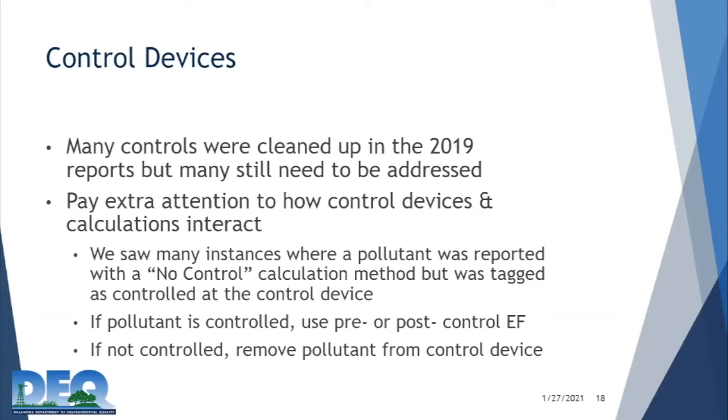For the 2019 reports, we saw a lot of instances where a pollutant was reported with a no control calculation method, but then it was tagged as controlled at the related control device. So that's saying two different things there. It can't be not controlled on the calculation method, but then still controlled by the control device. So if your pollutant actually is controlled, make sure you use a pre or post control emission factor. If it's not controlled, and the no control calculation method is correct, make sure you remove that pollutant from the control device.